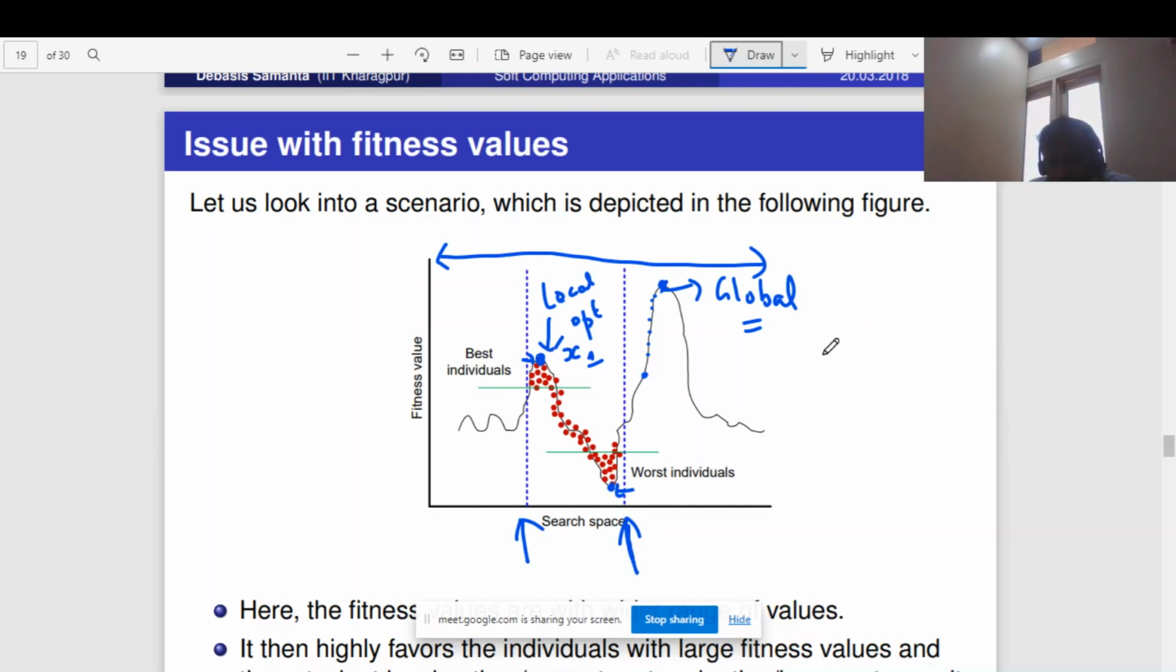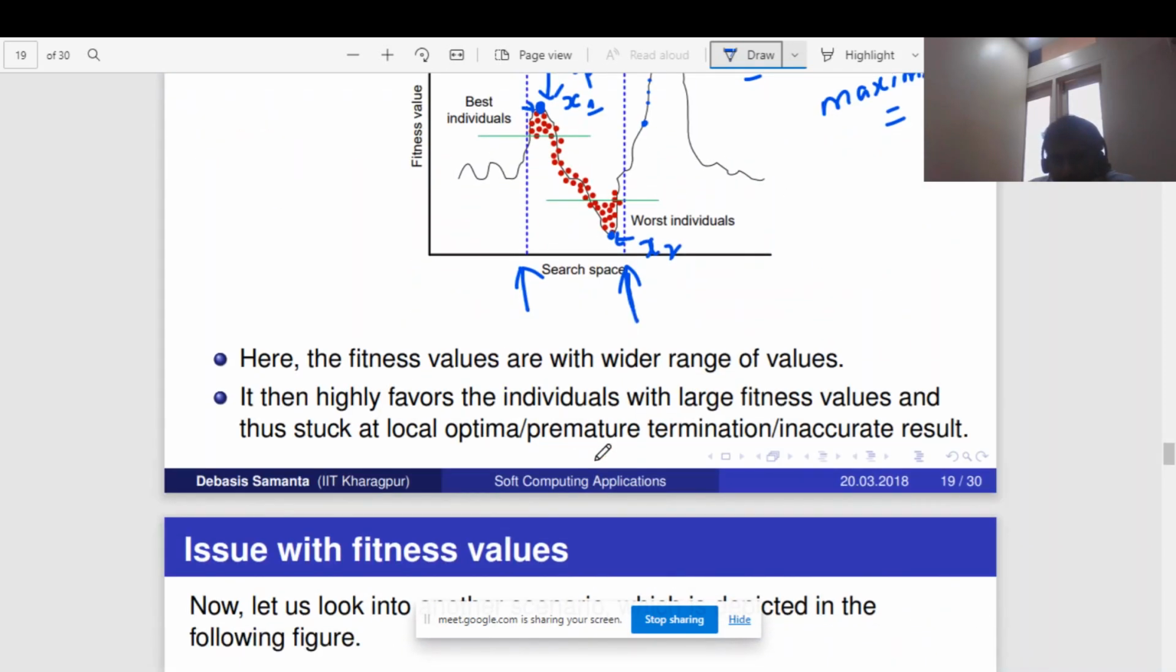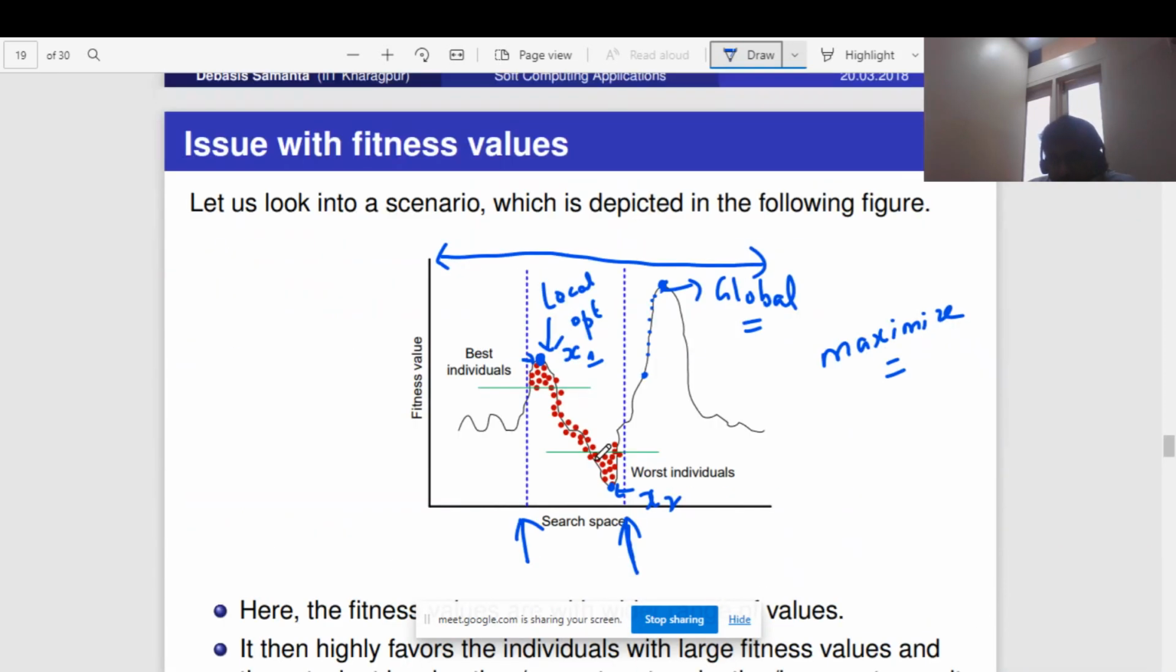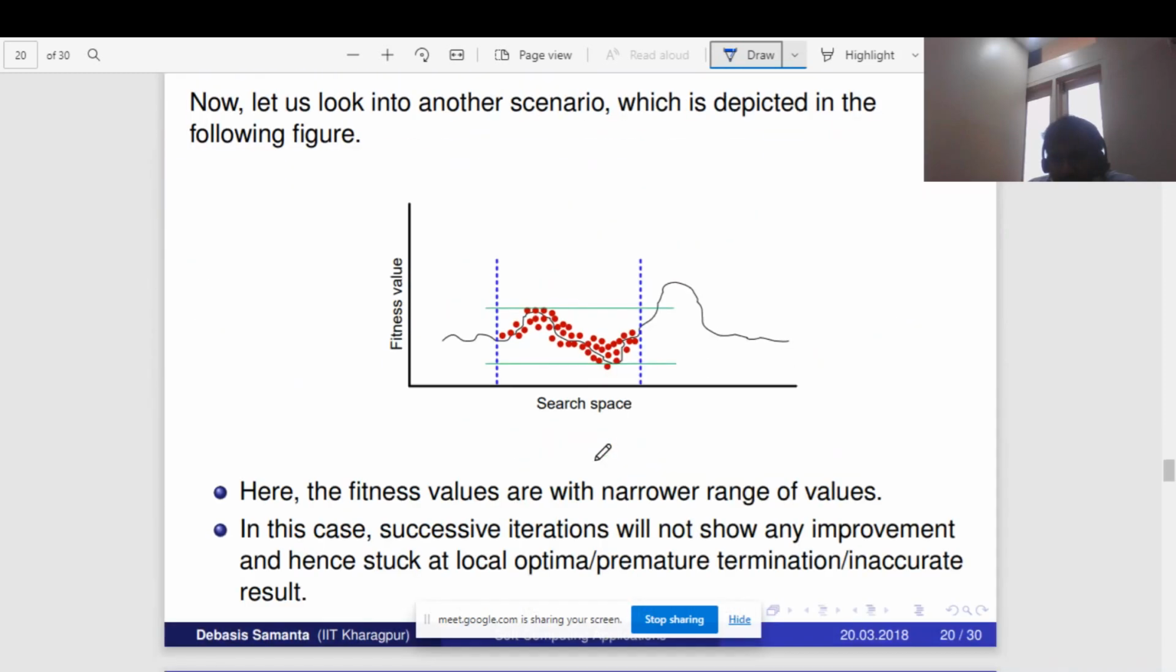But here our objective is to maximize. Here our objective is to find the maximum. We don't want to minimize, we want to maximize. Say this point is X2. This is X1. I'll come back here again. This situation may happen in two cases. This is another case.